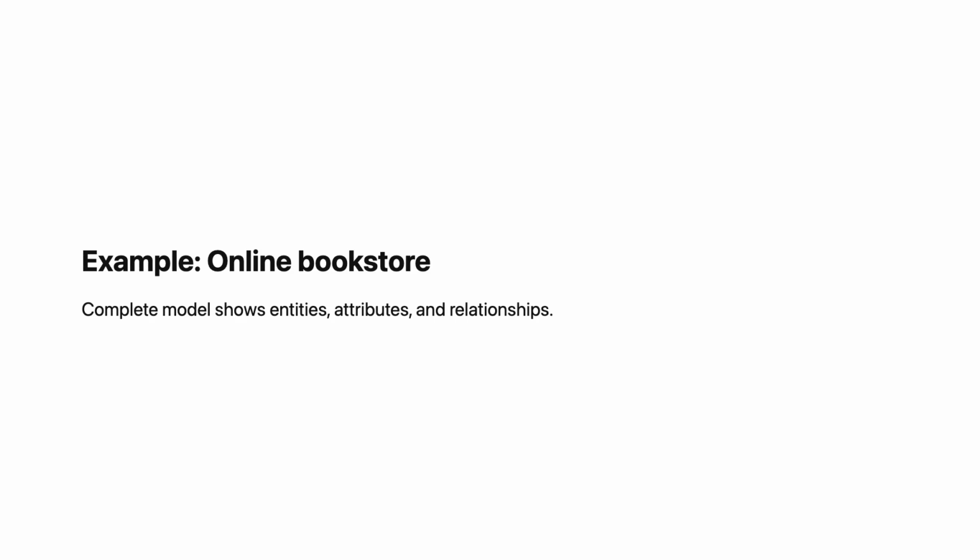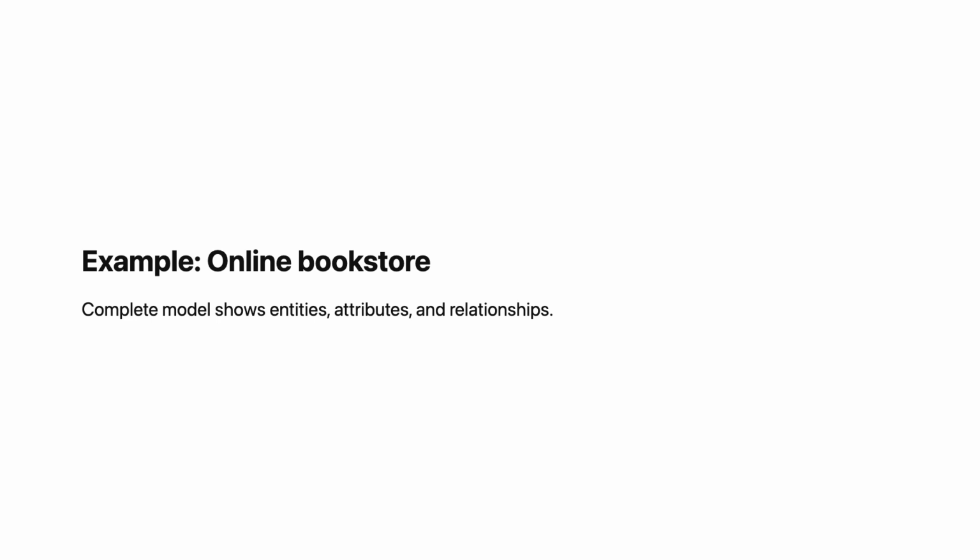Let us model an online bookstore. We need books, authors, customers, and orders. A book has id, title, price, publication year, and author. We reference the author by ID. An author has id, name, and biography. A customer has id, name, and address. Address is a composite: street, city, postal code, country.